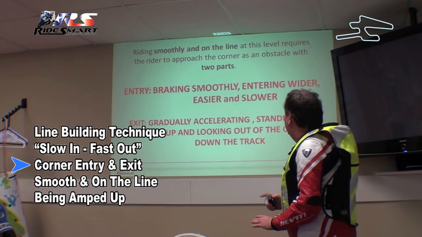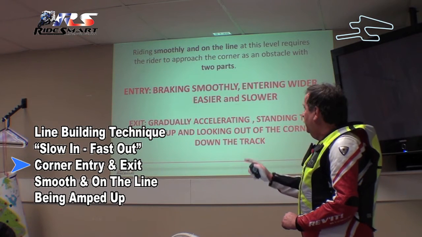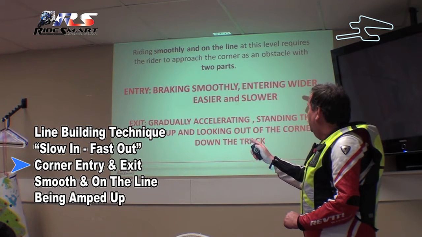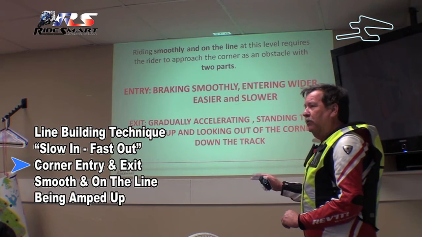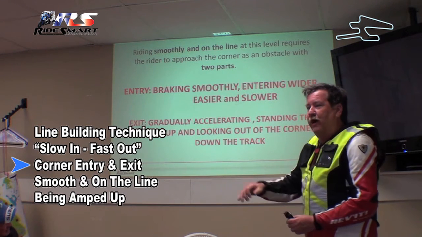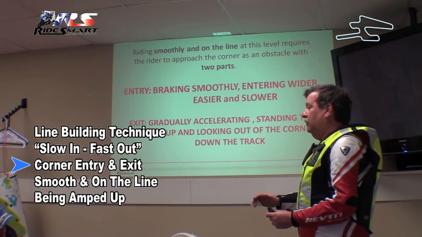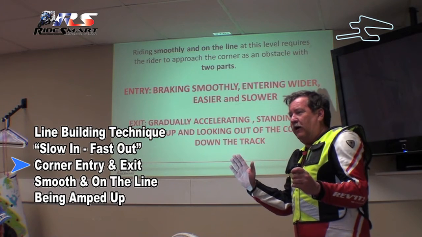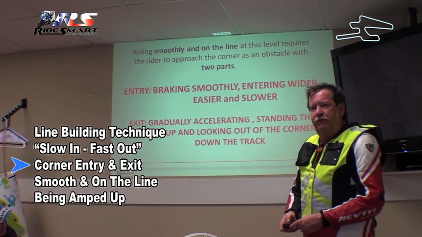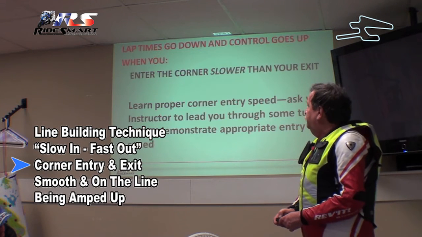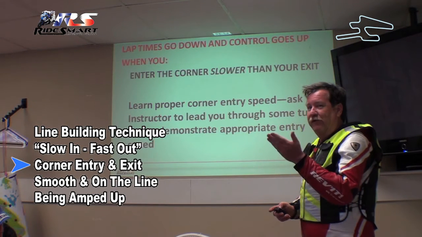Riding smoothly and on the line at this level requires you to approach the corner with 2 parts, entry and exit. Braking smoothly, entering wide, easier, slower. When you exit, gradually accelerate. Remember, it's not an on-off. Gradually accelerate. Stand the bike up, get your greater contact patch. Boom, accelerate out of the corner and down the track you go. Lap times go down. Control goes up.